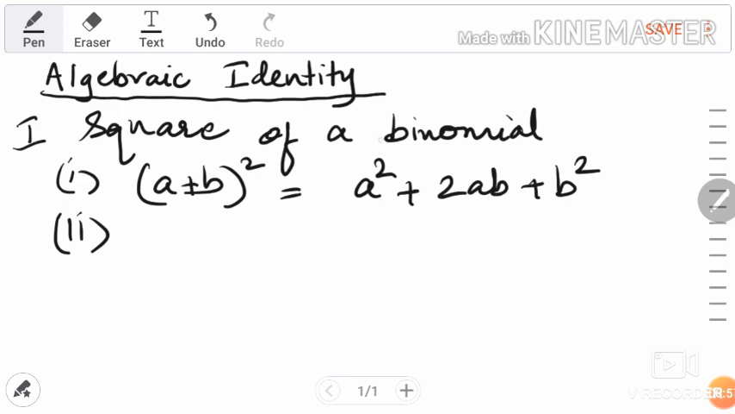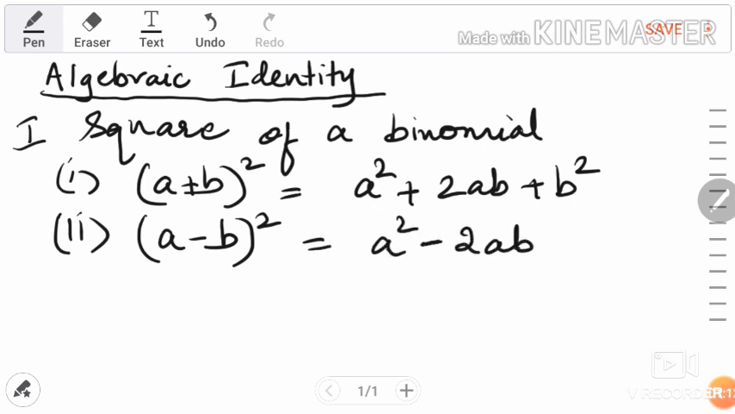Another identity which is a square of binomial, a minus b. So here you are finding the difference of two terms and then squaring. You get a square minus 2ab plus b square. I hope each one of you knows how to find these identities.